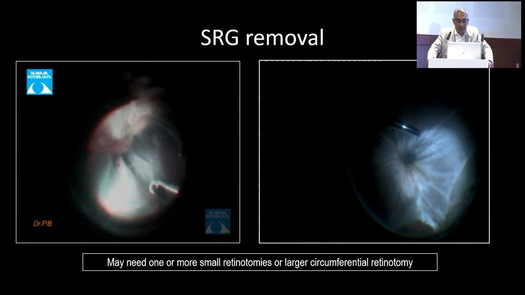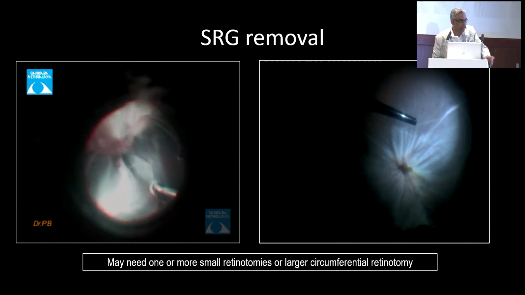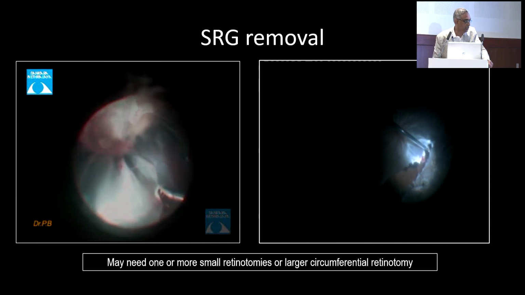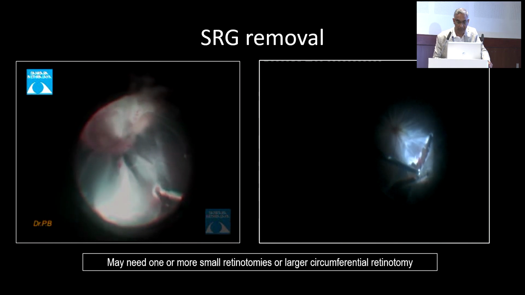Subretinal membranes, probably I won't go into much detail because I think it will be the next talk. Somebody is talking exclusively about subretinal, so probably I'll leave it here.